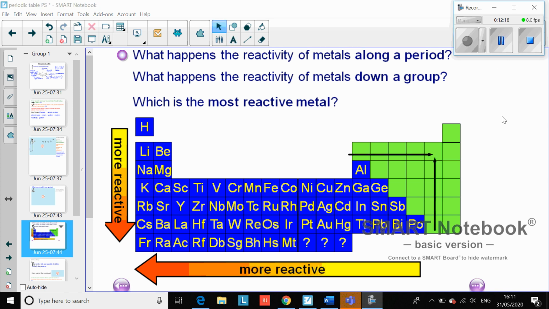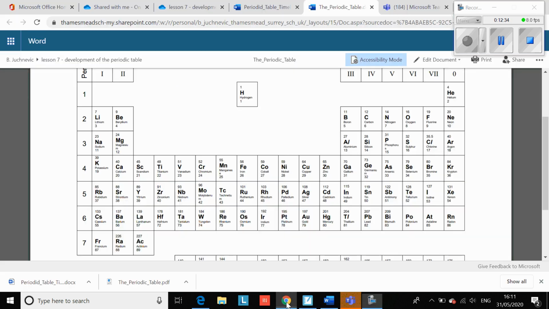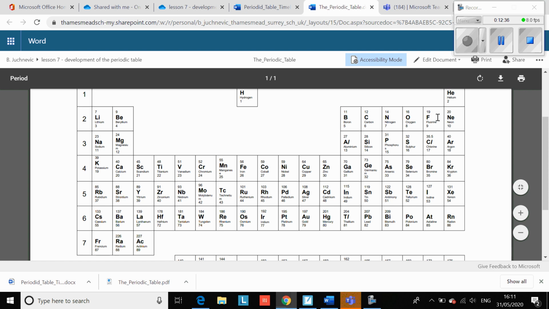Now, with non-metals, the exact opposite is true. They get more reactive as they go right along the periods and as they go up the group. And so therefore, the most reactive of the non-metals, which is just this little corner here, is in fact fluorine. Now you might say, well, hold on a minute, there's these ones over here, they're more to the right. Remember, the noble gases have full outer shells, so they don't react at all.